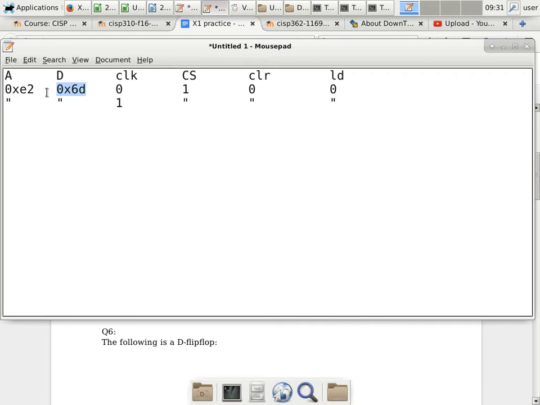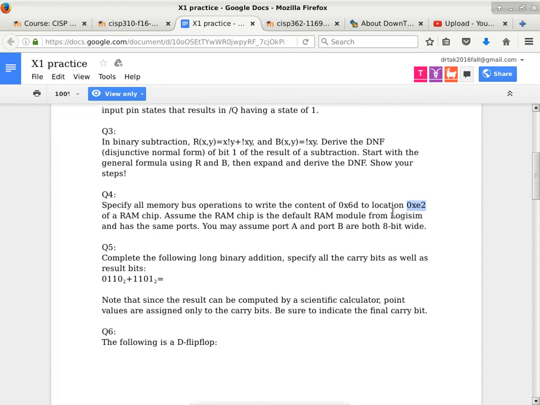Yeah, it was just confusing me that the addresses and the data content look the same. Did I flip? No, the location is E2 and then the content is 6D. Is it just that we're writing it in hex instead of binary? Yeah, that's the representation. All the stuff in the RAM chip is in hex. When we play with Logisim, the pins are in binary, but the content of RAM and ROM are both in hexadecimal.